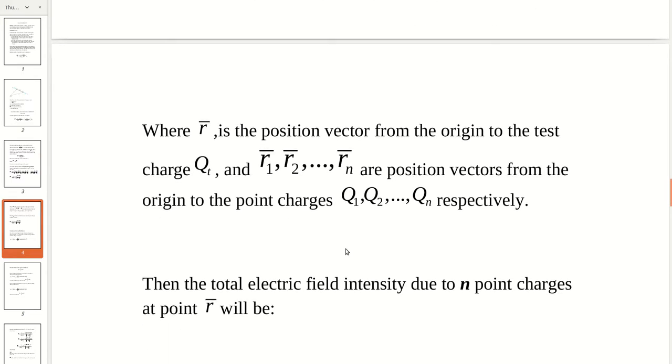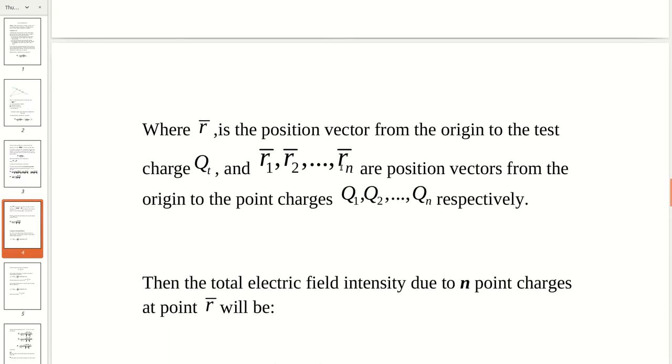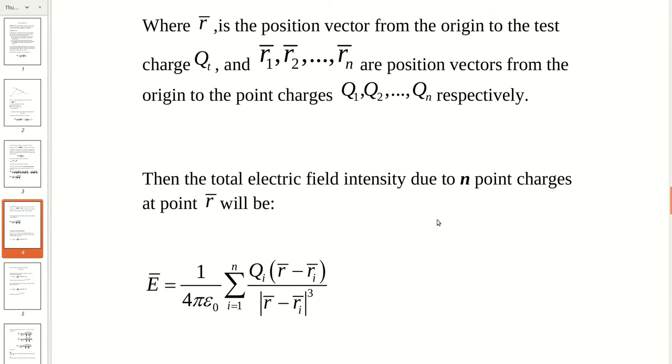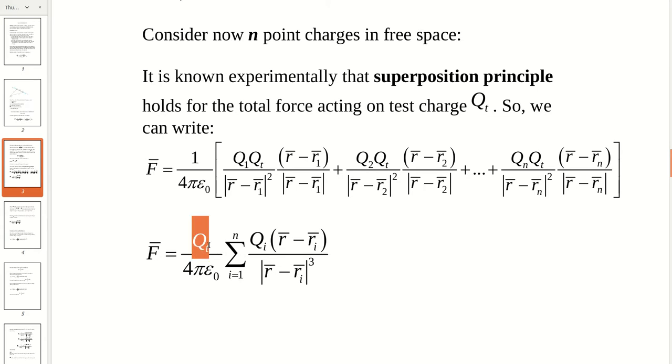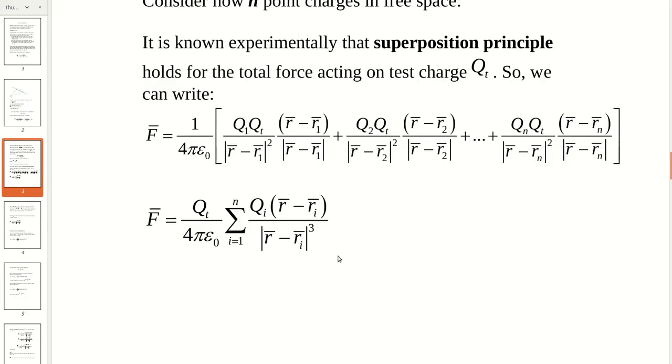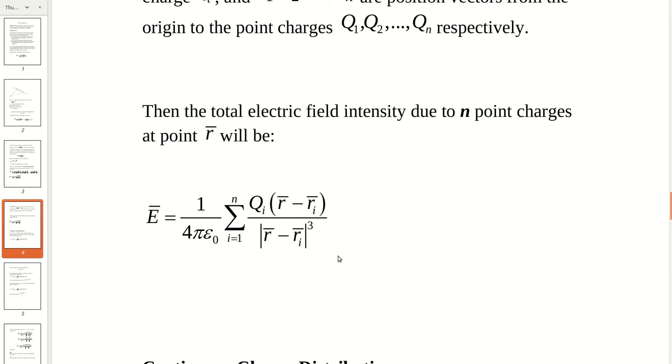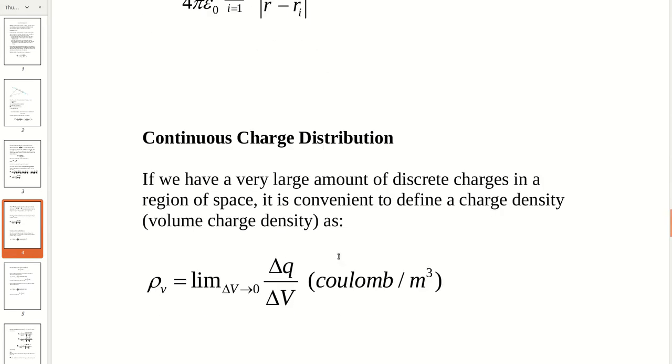Now, R1 until Rn are the vectors from the origin to the point charges Q1, Q2, until Qn. So E is just that: you remove Qt, and you still have all of the other charges emitting. The electric field still exists, even if there is no test charge.